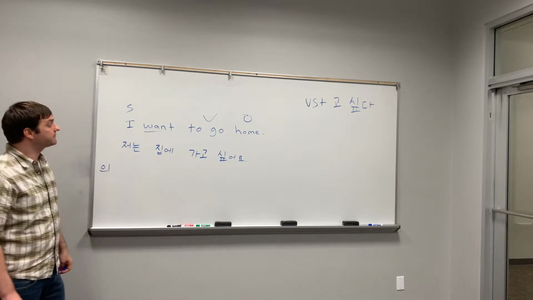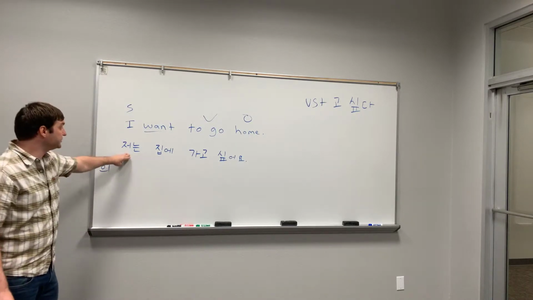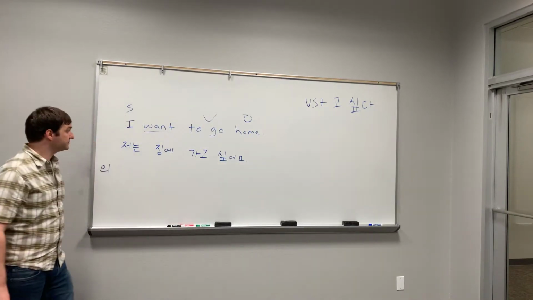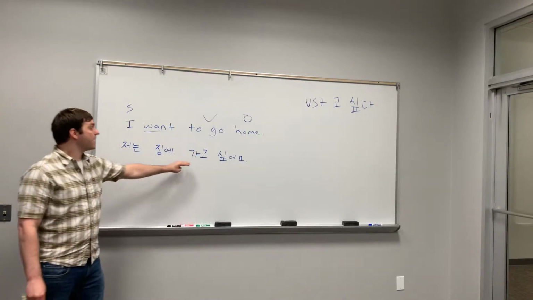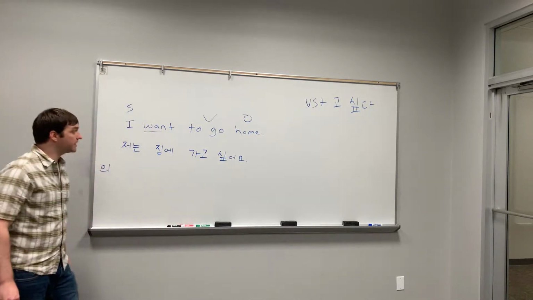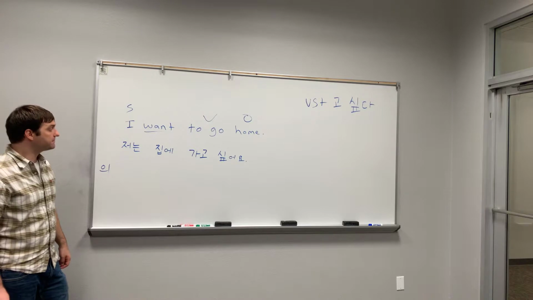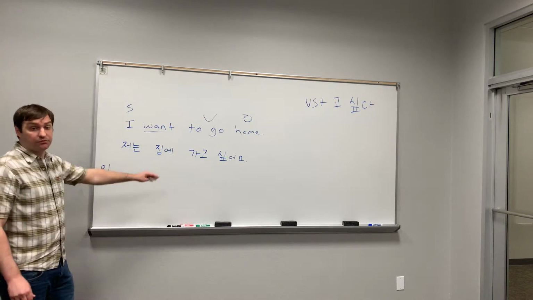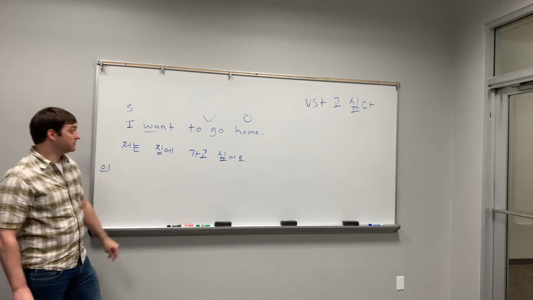저는 집에 가고 싶어요. Say it again. 저는 집에 가고 싶어요. 가고 싶어요. Exactly. Again, if we wanted to make this more complex, you would just go back to this part.